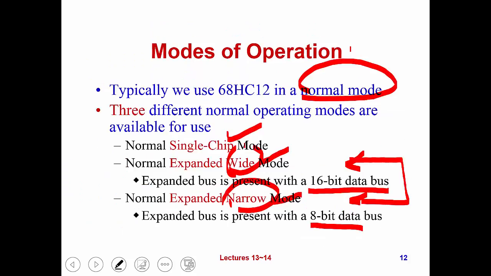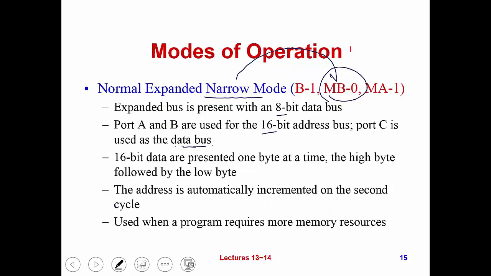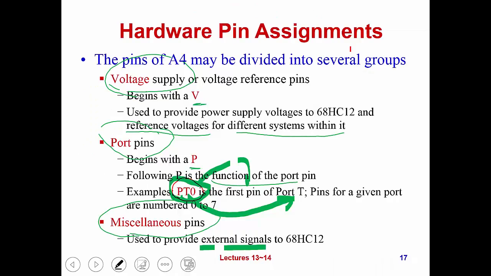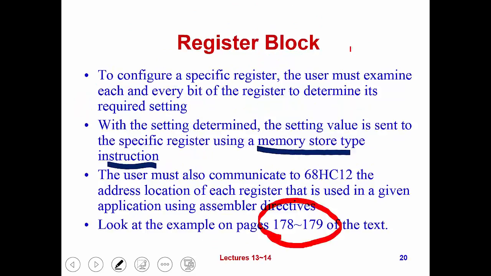When we save a value into this address 0062, that means we change the value of this register to be 10000000. So the leftmost bit is 1, which will make the A to D conversion system turn on. It's right here. If you take a look at the example on page 179.